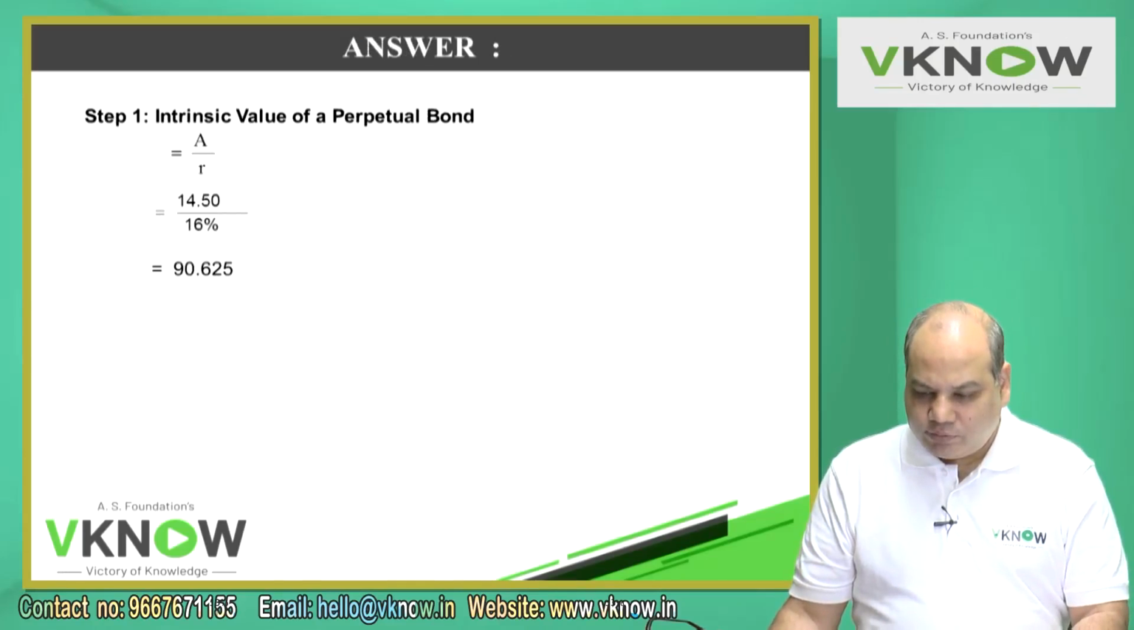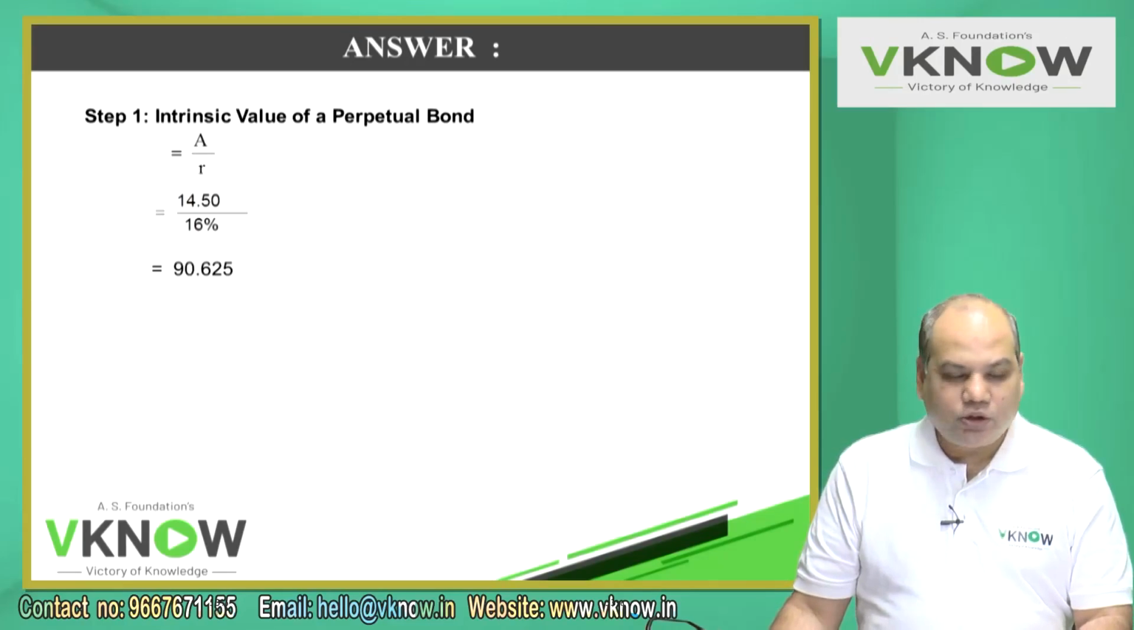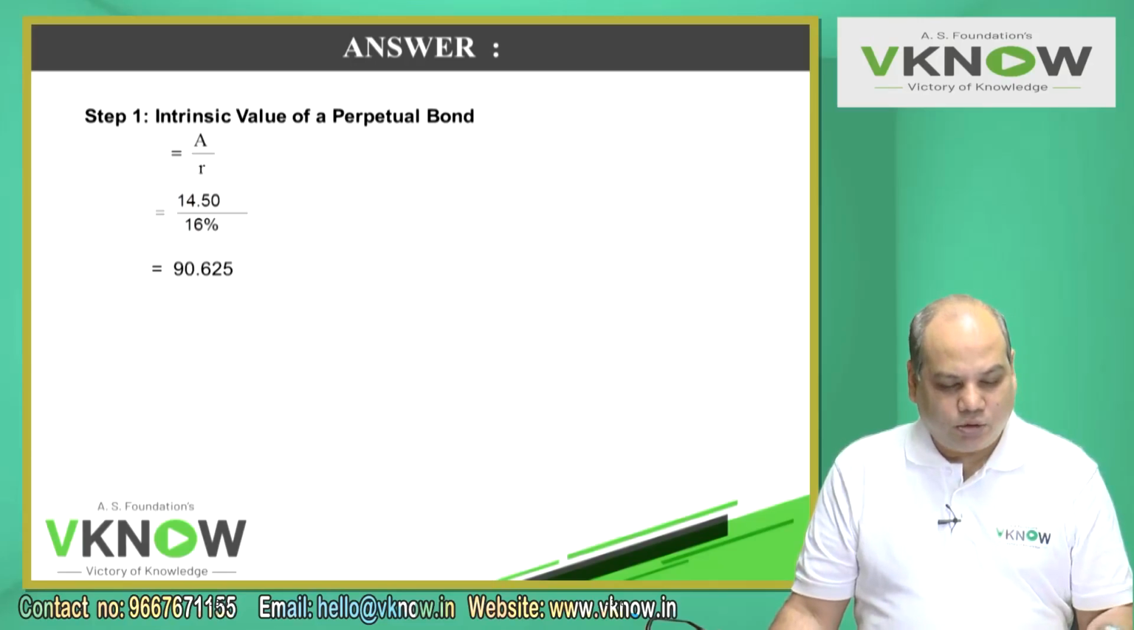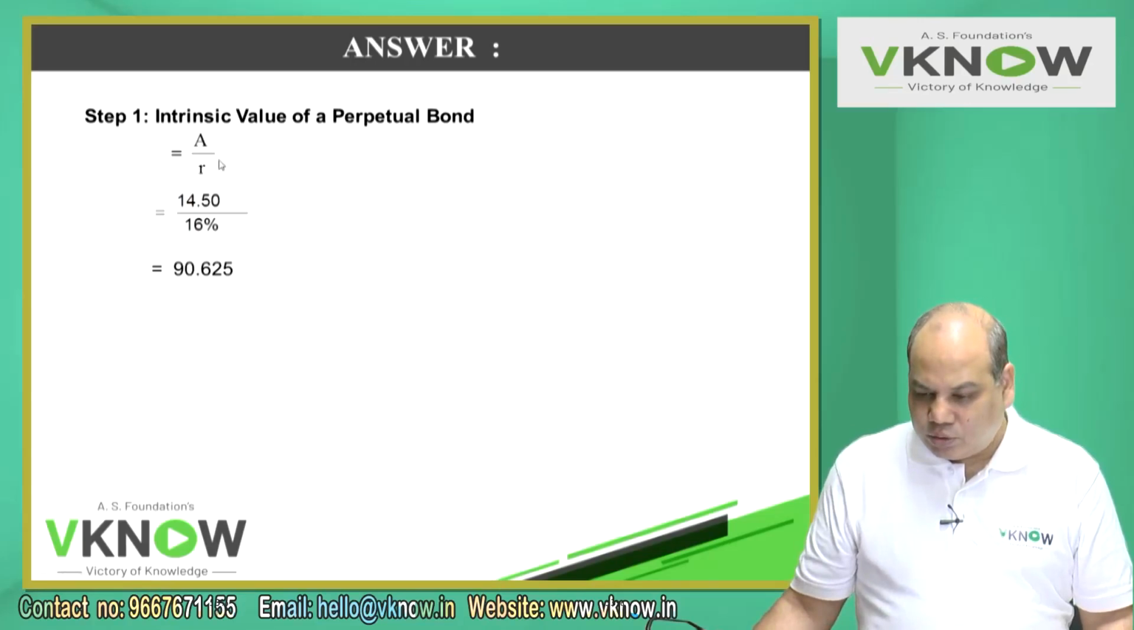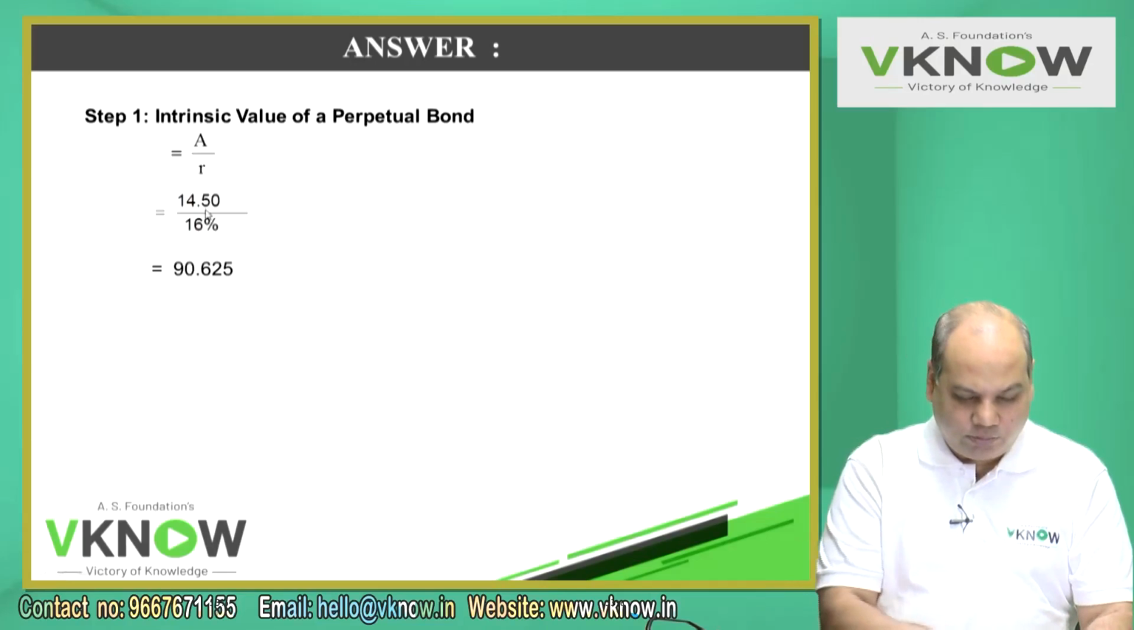So one by one. First write down step 1, calculation of intrinsic value of perpetual bond. Write in the notebook, calculation of intrinsic value of perpetual bond. The formula for a perpetual bond is A upon R, annual coupon upon rate of discount, the rate of return required. Annual coupon is 14.50. Required rate of return of the investor is 16%. So take your calculator and check: 14.50 divided by 16%. How much is that?